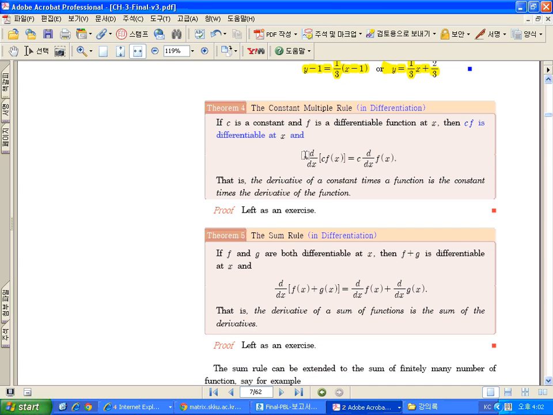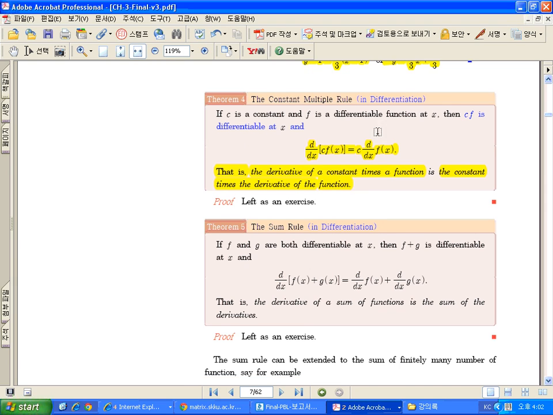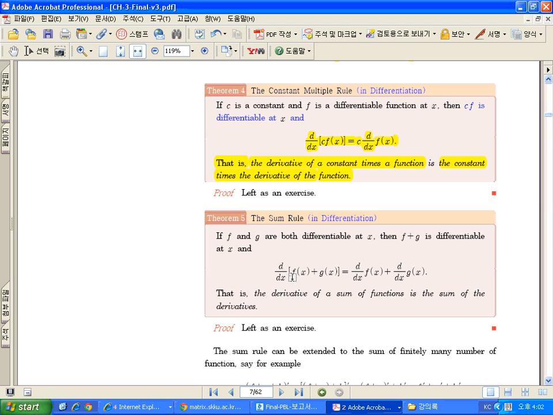Okay, now you know the constant multiple rule. It says the derivative of a constant times a differentiable function is the constant times the derivative of the function. That's what it says. The sum rule says the derivative of the sum of differentiable functions is equal to the sum of the derivatives of each function, like this. So, the sum rule.